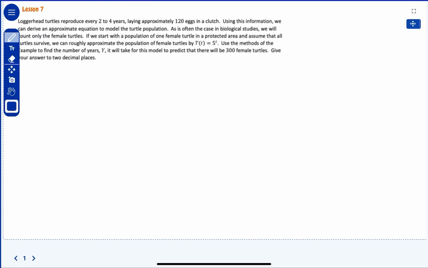Algebra 2, Module 3, Lesson 7. Loggerhead turtles reproduce every 2 to 4 years, laying approximately 120 eggs in a clutch.